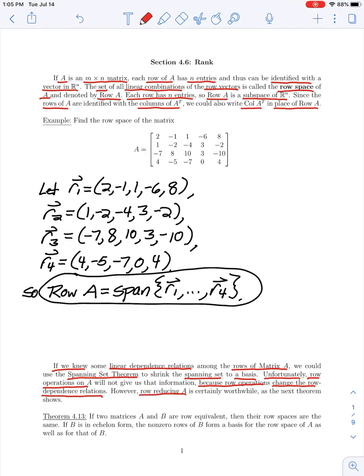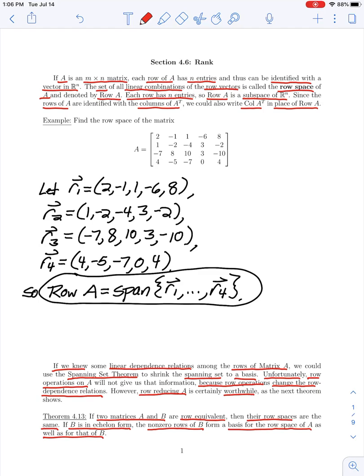However, we'll see that row reducing this matrix A is worthwhile, and we'll see why when we take a look at this next theorem. Our next theorem, theorem 4.13 from your textbook, says if two matrices A and B are row equivalent, then their row spaces are the same. And if B happens to be in echelon form, so if we could reduce a matrix A down to its echelon form B, then the non-zero rows of that matrix B form a basis for the row space of A, as well as for that of B.